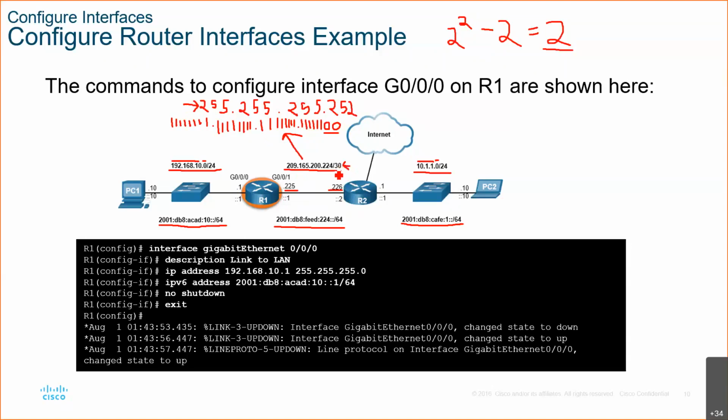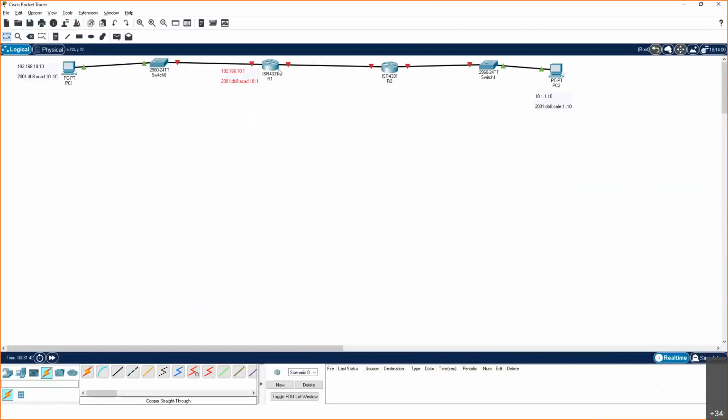So let's go and configure our second network. For our second network, again, give the IP address. Let's start here. The IP address for that is 209.165.200.224. That is the network address. 224 is the network address, so the first IP address should be 225. Correct?